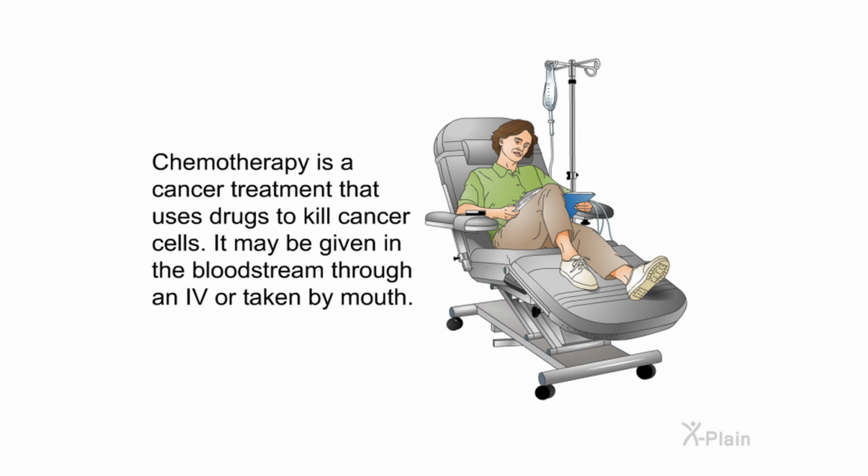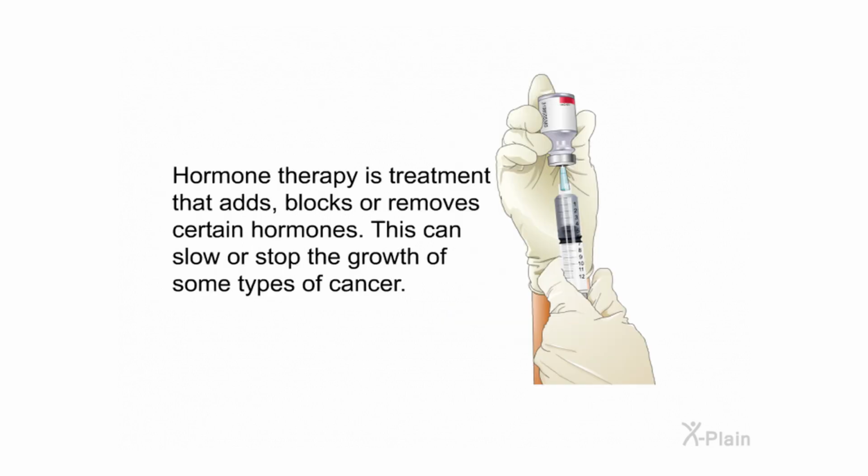Chemotherapy is a cancer treatment that uses drugs to kill cancer cells. It may be given in the bloodstream through an IV or taken by mouth. Hormone therapy is treatment that adds, blocks, or removes certain hormones. This can slow or stop the growth of some types of cancer.